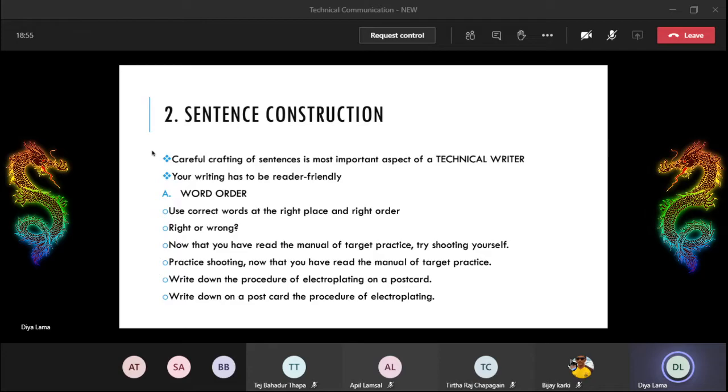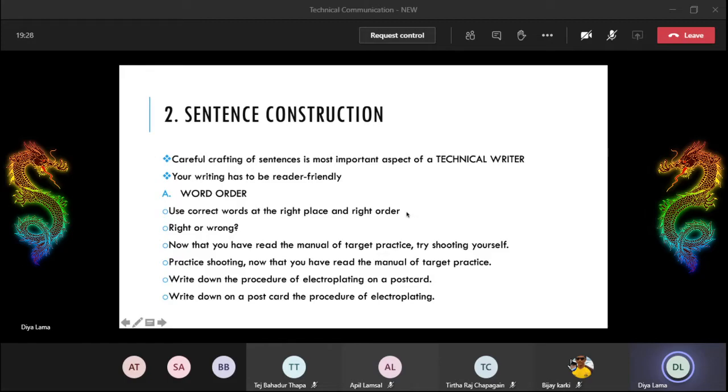So your writing has to be reader friendly. So तिम्रो sentences, obviously sentence गरेर तिम्रो document पुरा हुन्छ है. So when you write your sentences, it has to be reader friendly. कसरी reader friendly त भनेर हामीले अब त्यसको बारेमा पढ्छौ है. So first thing is word order. So word order को भित्र के छ?